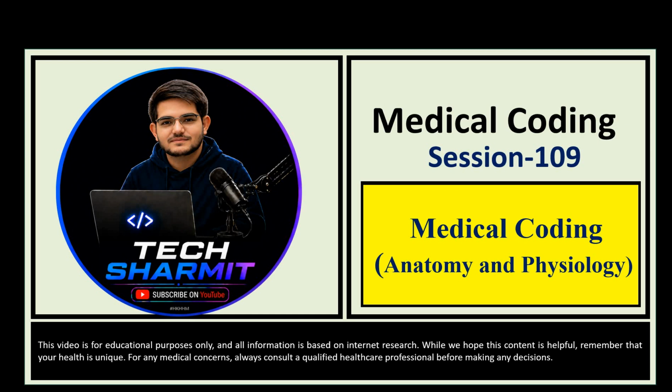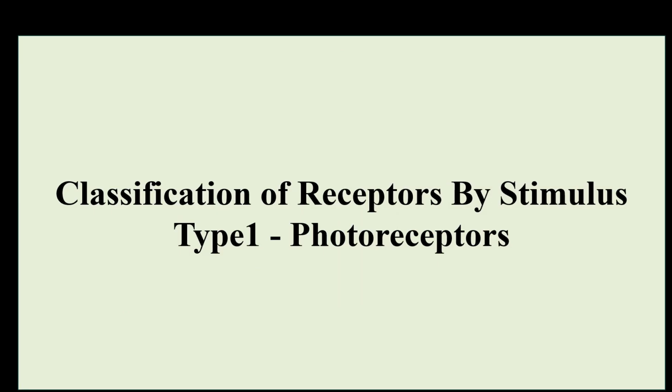In this session, we are going to talk about another very important topic related to medical coding anatomy, where we will be mainly discussing the classification of receptors by stimulus type 1: photoreceptors. Okay, so mainly we are going to talk about photoreceptors. We will see what a photoreceptor is, how many types of photoreceptors there are, and throughout the session we will discuss so many important points that will be considered during the interview or examination.